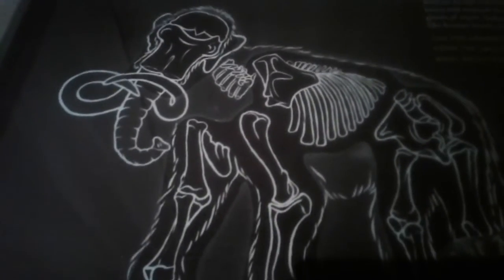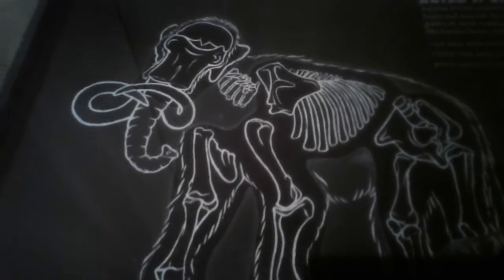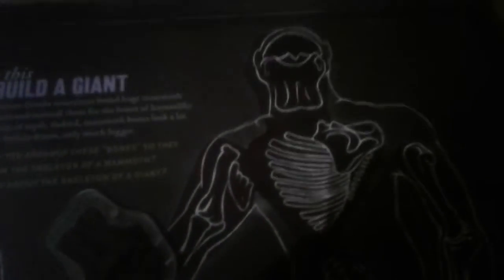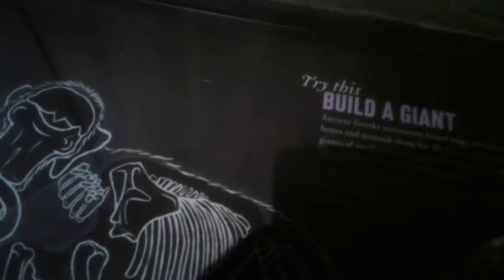So here's an elephant skeleton right here. Now, if you rearrange the bones, you can turn them into a cyclops. So here's our cyclops. How do you get that way? Well, first you get the elephant skull and you put that there. So there's the one-eyed skeleton.